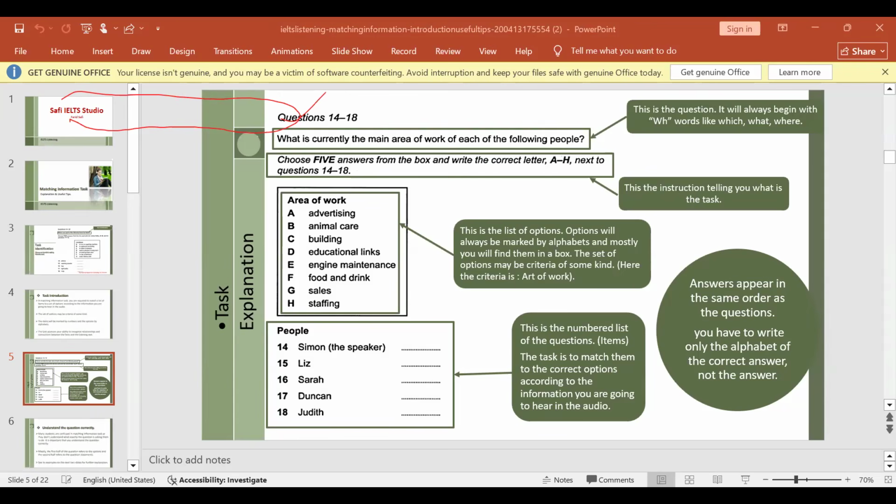So listen, number one, why students fail, why students get a lower band. Number one, listening for exact words. If you only listen for the exact word, you will never hear it. For example, if a question had written building, do you think they will use exactly the word building? Never ever. Instead of building, they can use a synonym or paraphrase it.